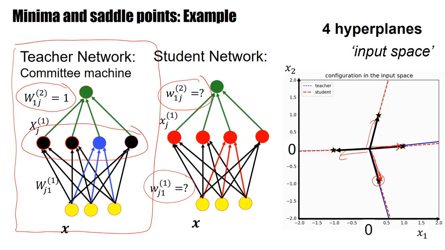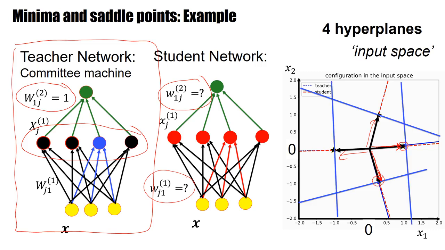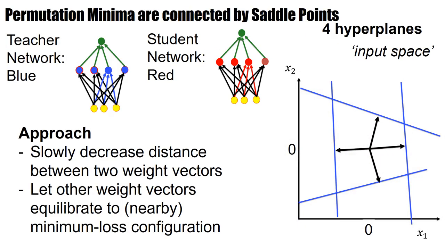So sometimes instead of drawing the full weight vectors, we'll just draw lines. The blue lines will refer to the directions of the teacher network, and the red dashed lines to the directions of the student network, the weight vectors of the student network. The stars correspond to the positions of the hyperplanes that have been implemented by the teacher network. So this is the situation now.